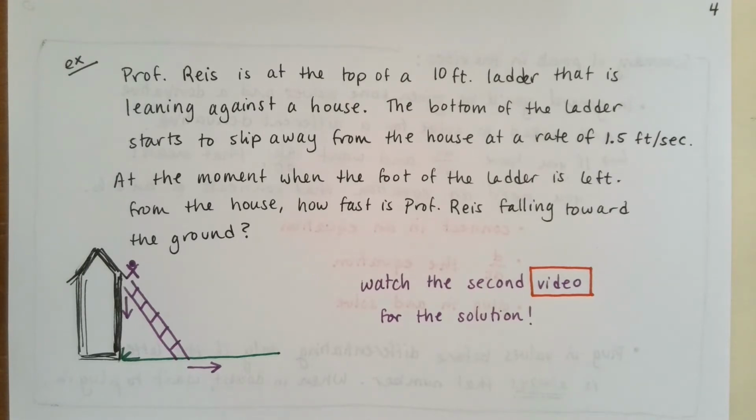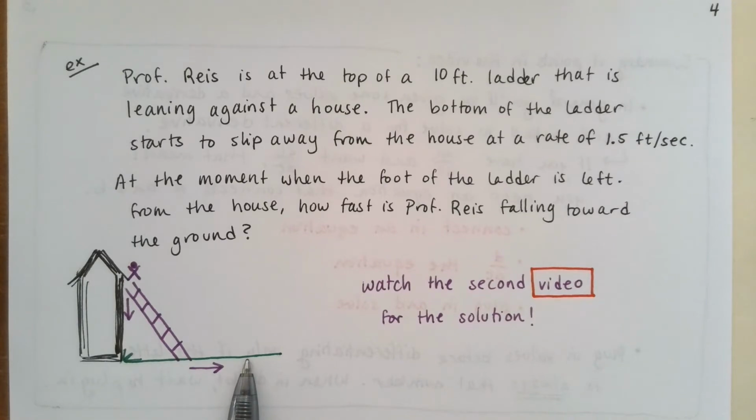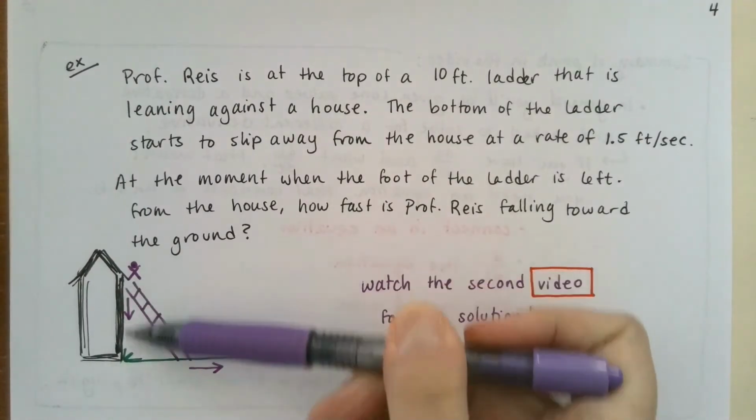Alright, so we have Professor Reese at the top of a ladder. That's me right there. Something terrible is going to happen. So this ladder is 10 feet long, and the bottom of it starts to slip away from the house at 1.5 feet per second. At the moment when this distance is 6 feet, how quickly am I dropping?